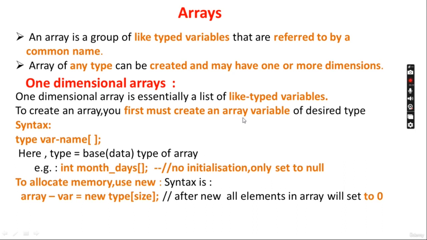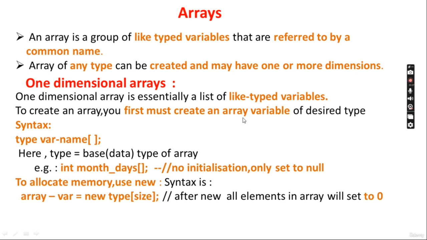One-dimensional arrays. A one-dimensional array is essentially a list of like-type variables. To create an array, you must create an array variable of the desired type: type, variable name, opening and closing bracket. Here type is equal to the data type of the array. Integer month of days. No initialization, only set to null.